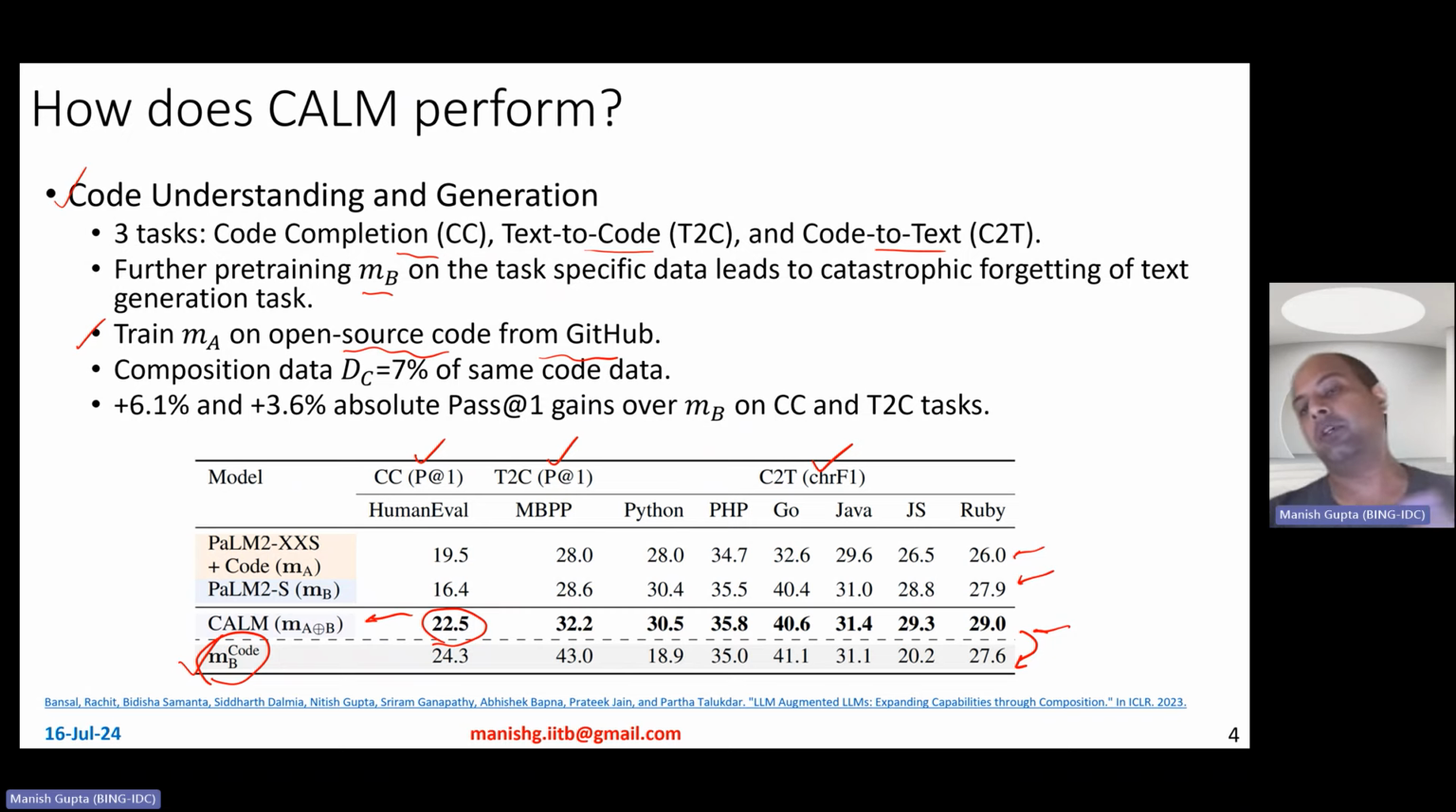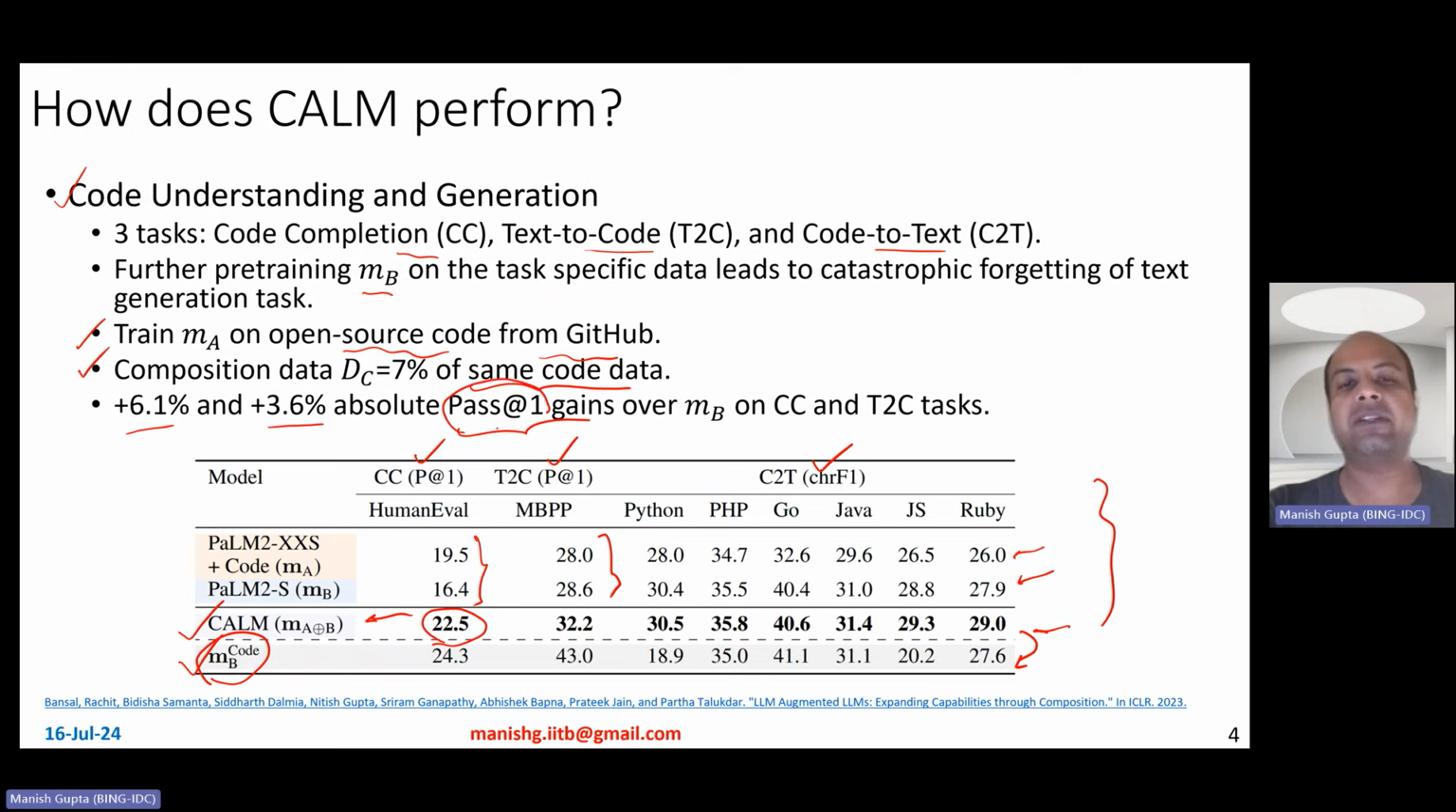Okay, but CALM, because it keeps the MA and MB frozen, leads to no catastrophic forgetting of the pre-training part, right? So in this case, of course, the composition data was 7% of the same GitHub code data, which was used to evaluate these models. Of course, the remaining 93% is used to evaluate these models. So broadly, what you observe is that compared to MA and MB, the CALM model achieves plus 6.1 and plus 3.6% absolute pass at 1 gains.